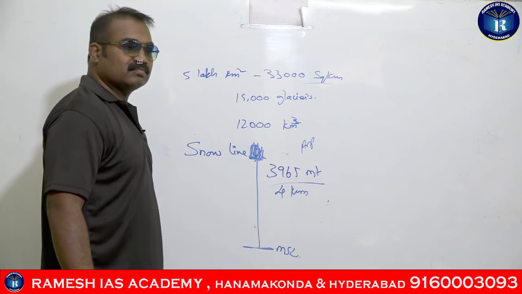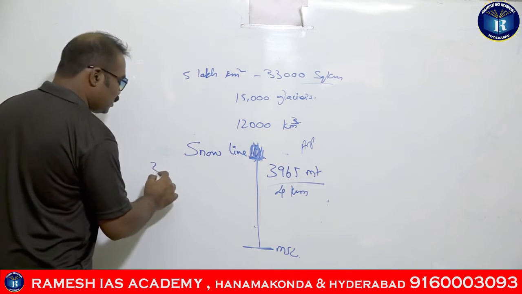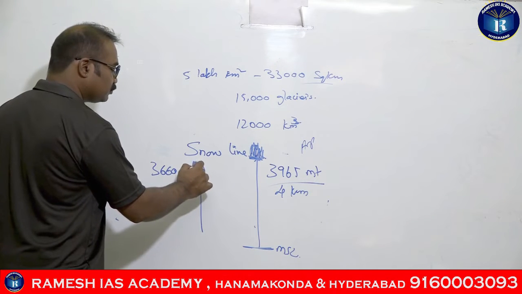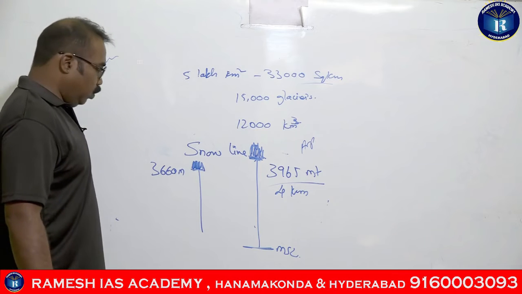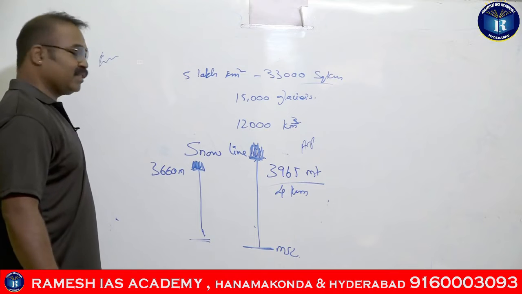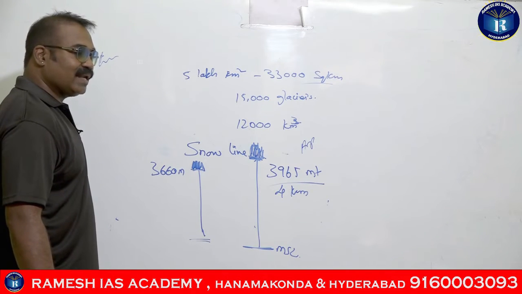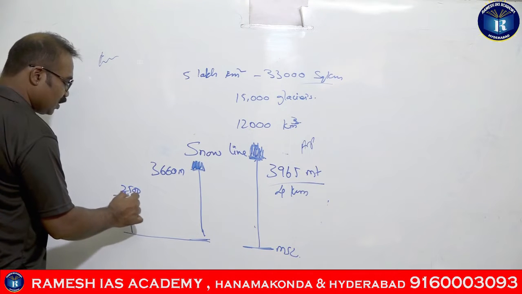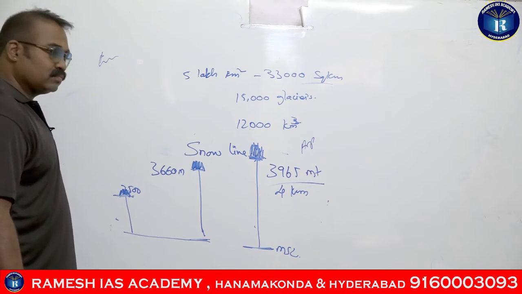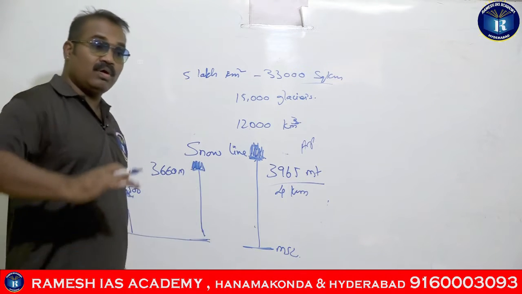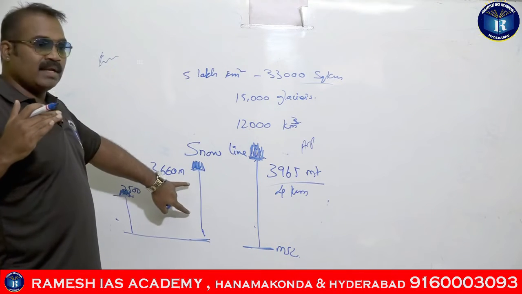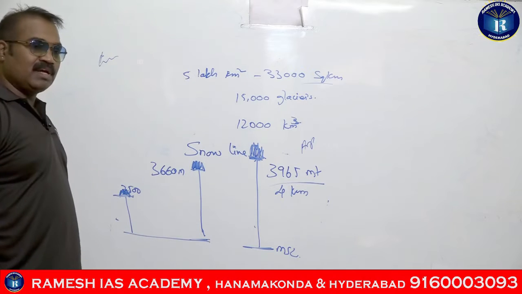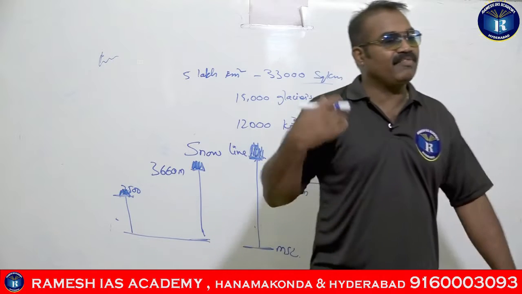In the Kumaon area of Uttarakhand, you will have the snow line at 3660 meters. Whereas in the Kashmir and Ladakh areas, the snow line comes down to 2500 meters only. So in Sikkim, to find snow we have to go to a height of 4 kilometers. In the Uttarakhand area, you have to go to a height of 3600 meters. In Kashmir, if you go to 2.5 kilometers or 2500 meters, you will find snow.